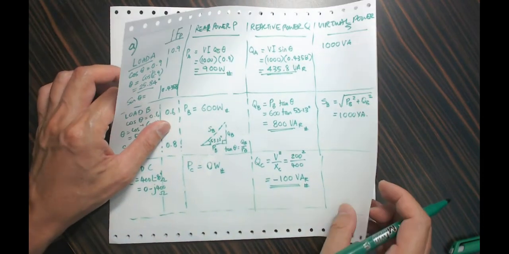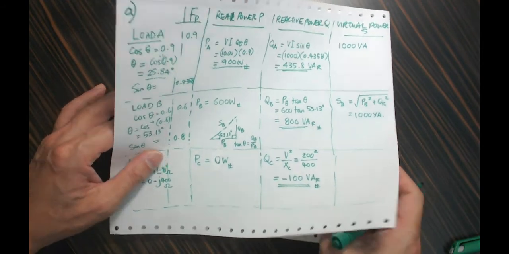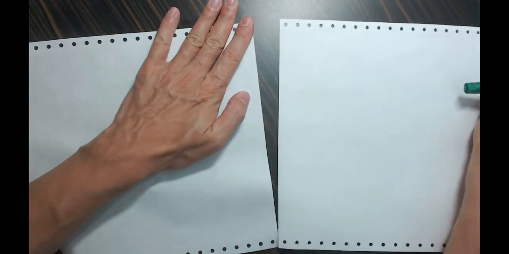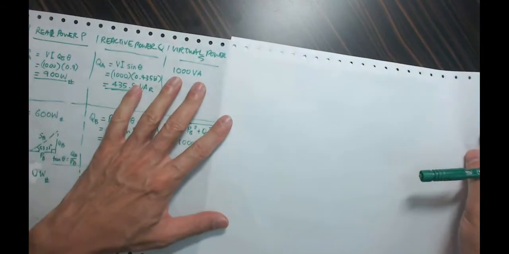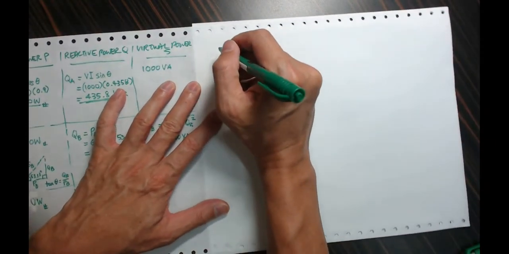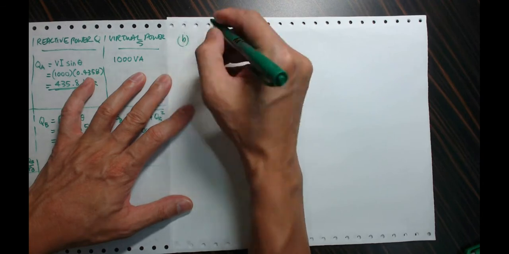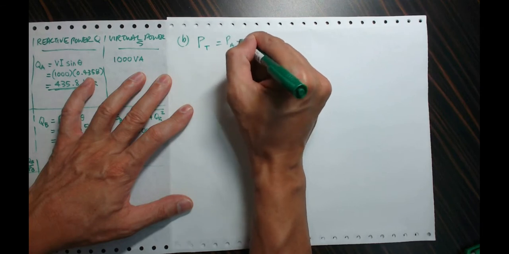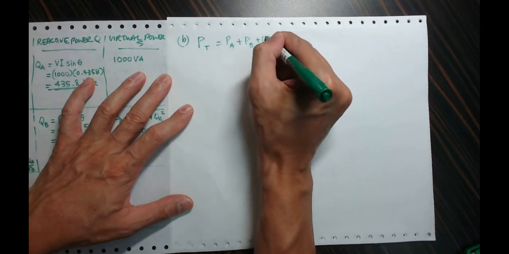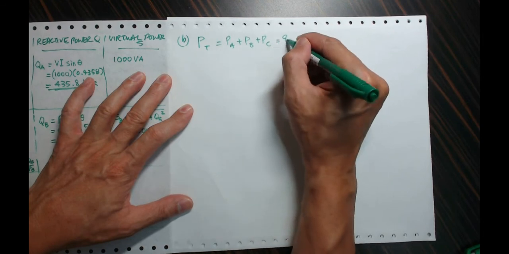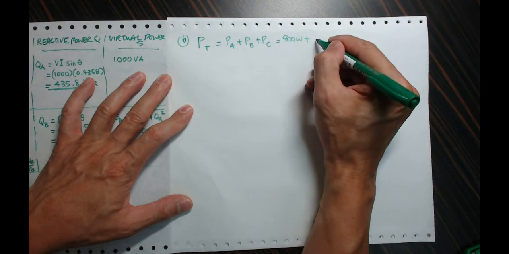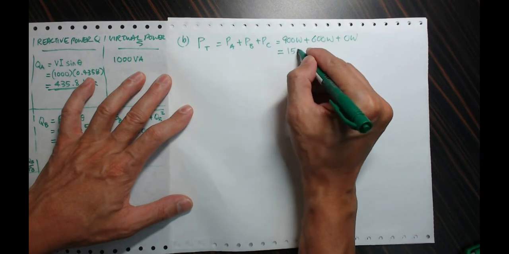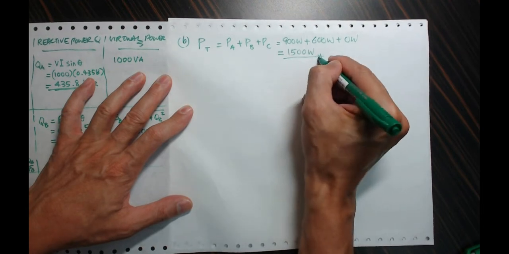Now part B wants me to determine the total values of the real power and so on. So part B can be written as real power P total is PA plus PB plus PC. That's 900 watts plus 600 watts plus 0 watts. So it's 1500 watts. That's the total real power.